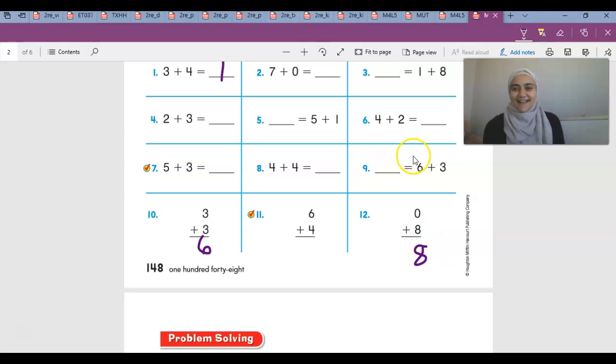Okay? Here, well, Miss Yusuf, how come it says write the sum here and it has the problem here? It doesn't matter. The sum goes after the equal sign. Okay? So 6 plus 3 is 9. Very good. And then you write 9 here.